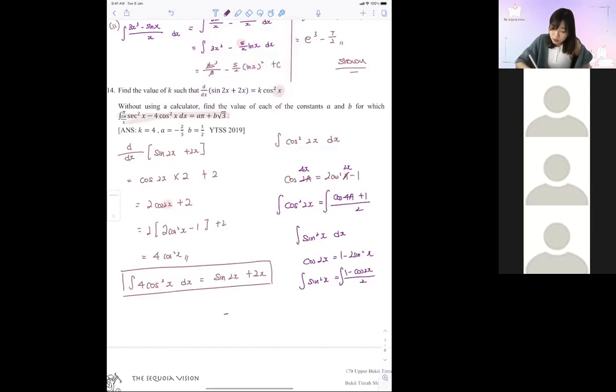Never do this. Sine x whole thing square, and then you do your method 2, power increase by 1 over new power. Cannot. You can only do power increase by 1 over new power in certain cases.